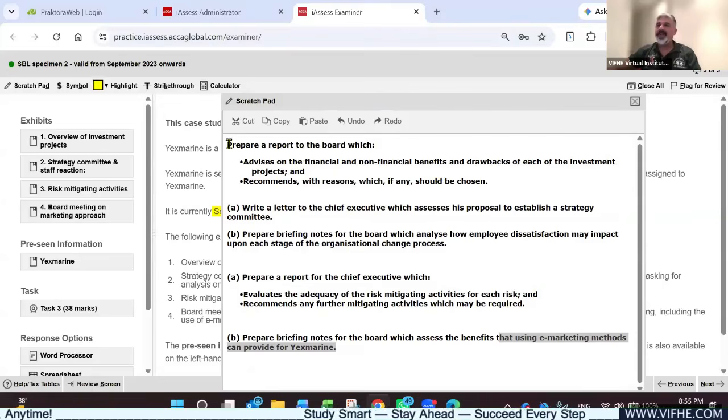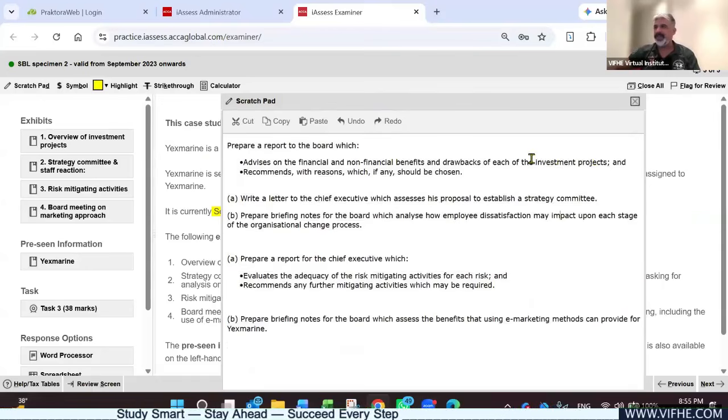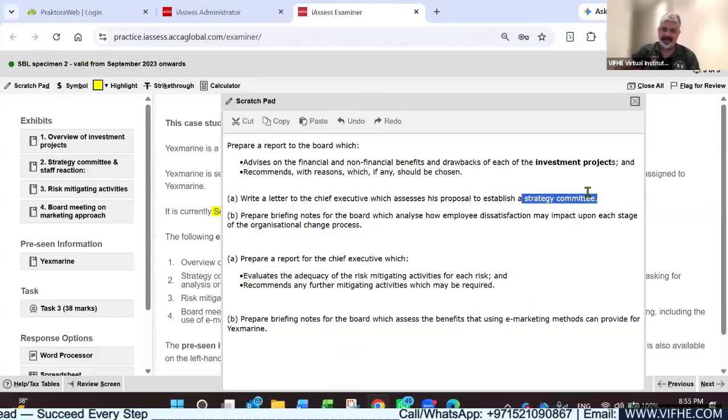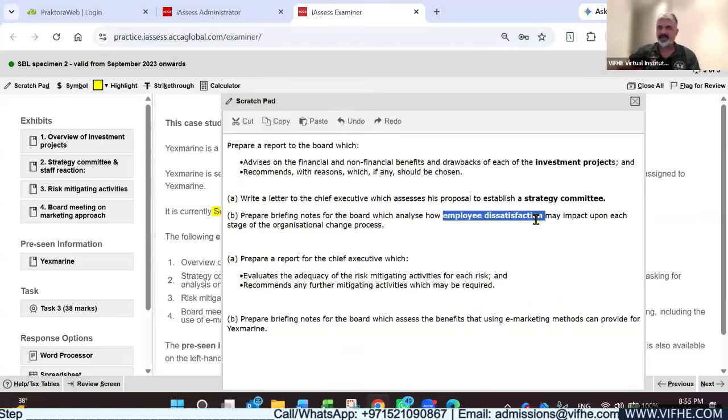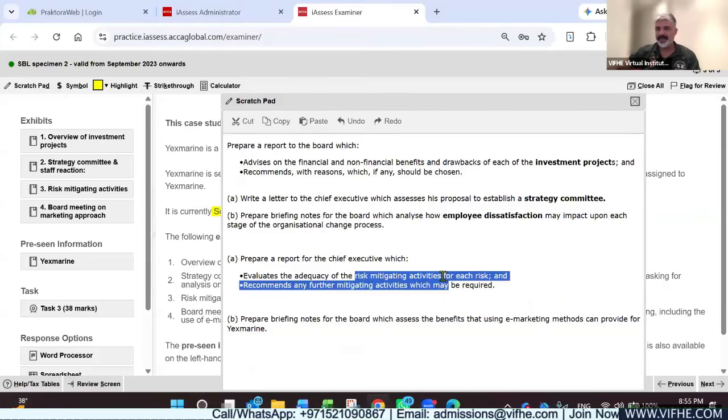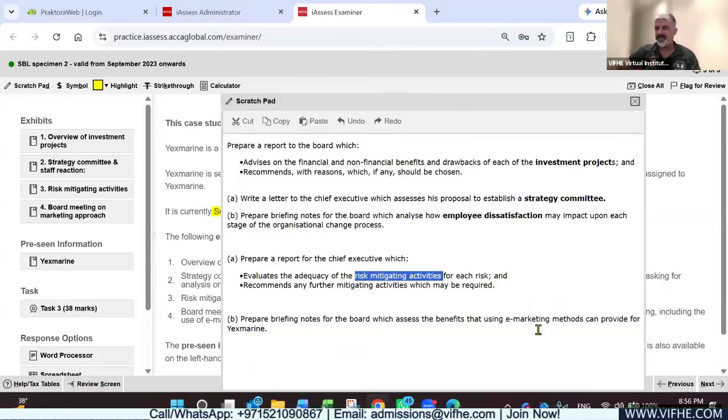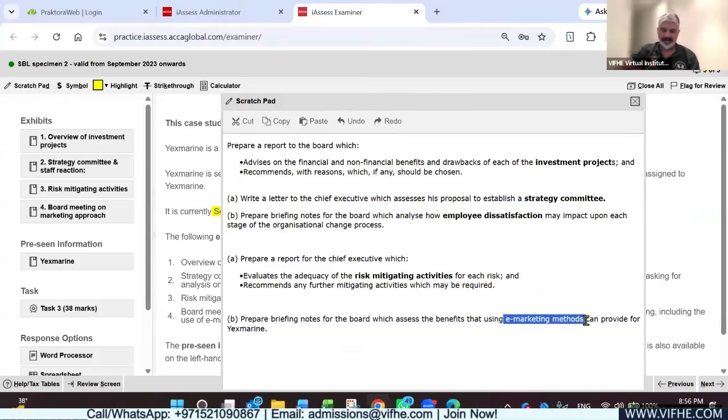So now we know the requirement. This one is something to do with investment projects. Let's identify the topic: investment project, strategy committee. This one is employees dissatisfaction. This one is risk mitigation activities. This one is e-marketing methods.